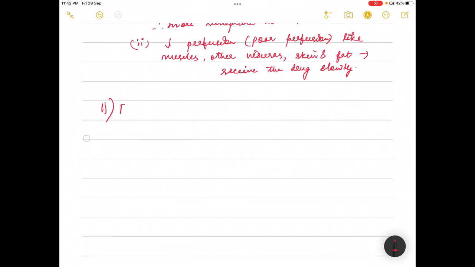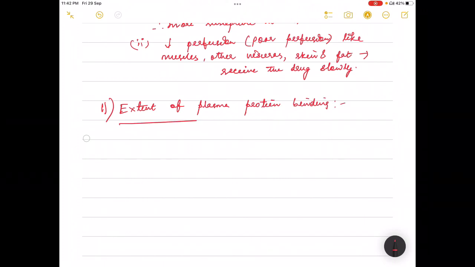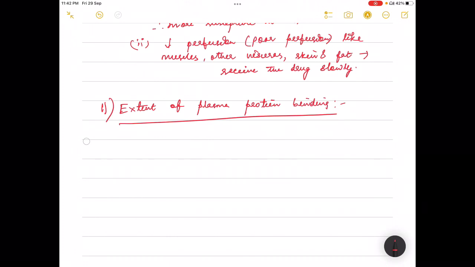Next is your extent of plasma protein binding. So the first was the tissue blood flow. Second is the extent of plasma protein binding.